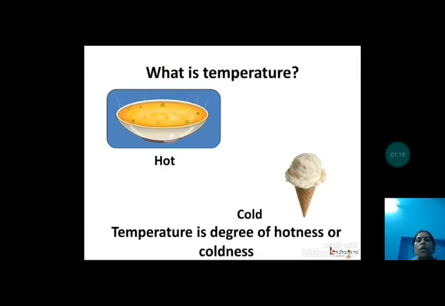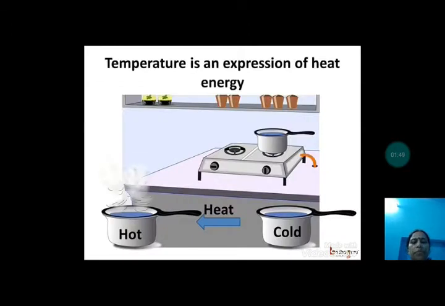Now what is temperature? Temperature is the quantity that tells us how hot or cold an object is. So temperature is the degree of hotness or coldness of a body or a place. Like water is hot as it has high temperature, and ice is cold as it has low temperature.